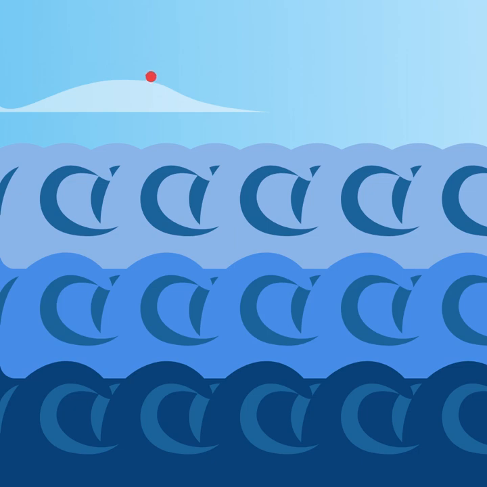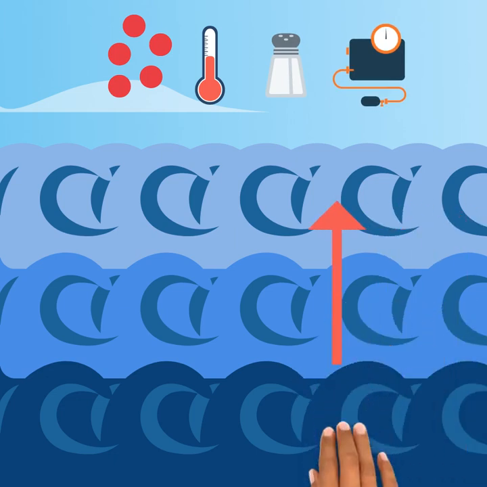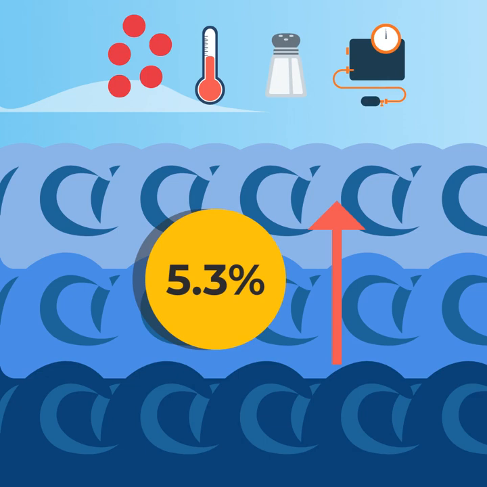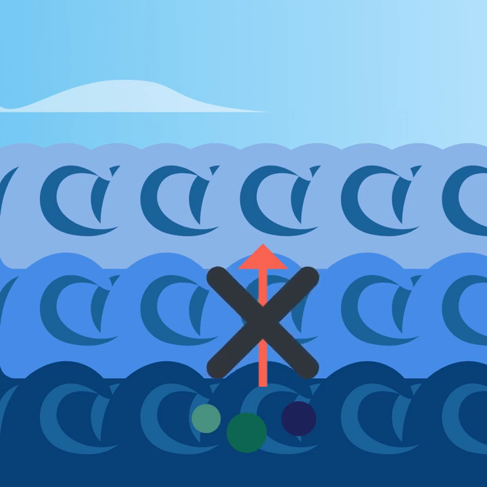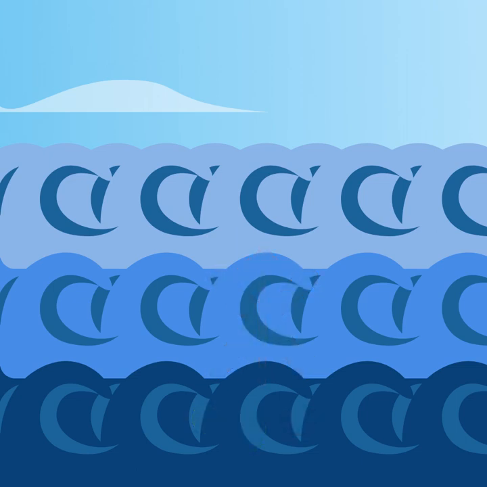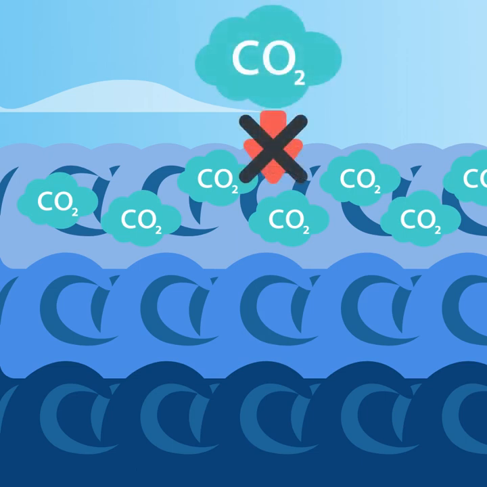Each stratified layer has a different density, temperature, salinity, and pressure. Since 1960, stratification has increased by 5.3%. This stratification means that the top layer of the ocean cannot receive new nutrients and minerals from lower layers of the ocean in order to react with CO2. This leads to the top layer of the ocean becoming saturated, or full, so the ocean absorbs less CO2.